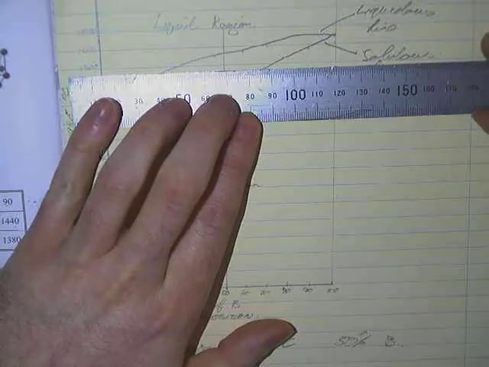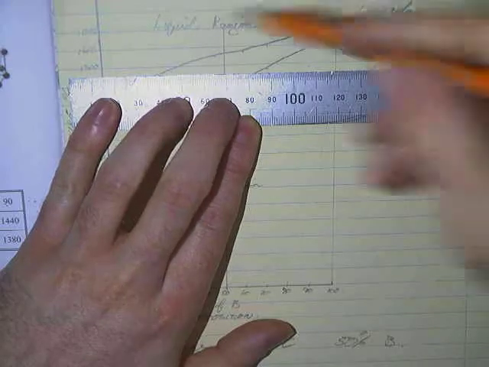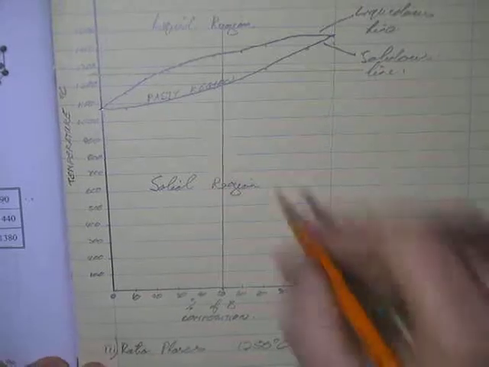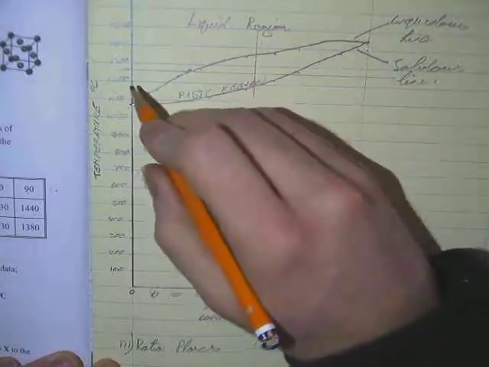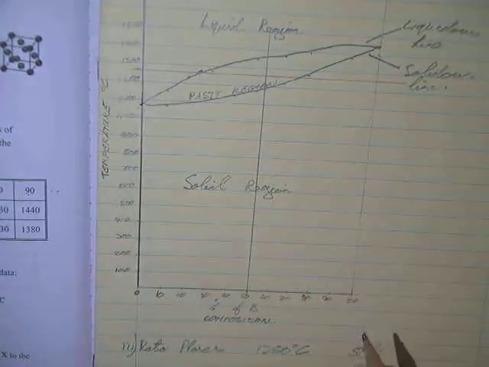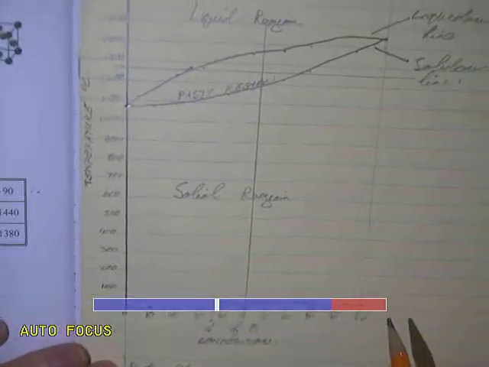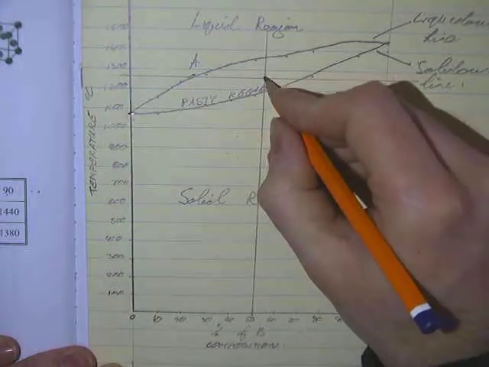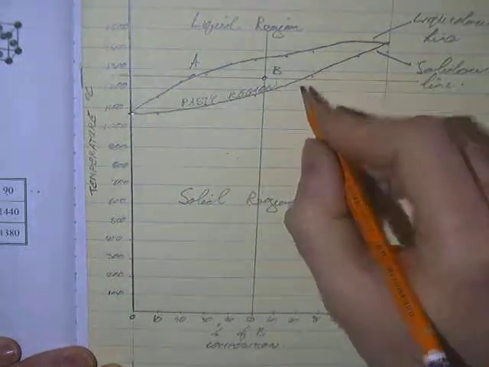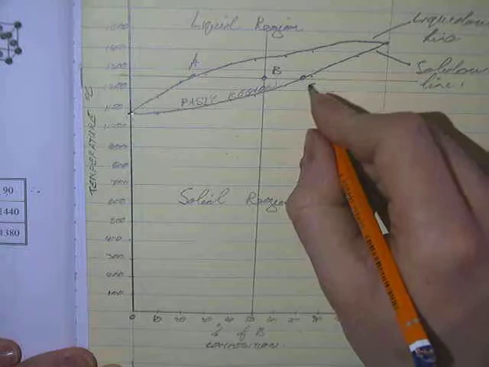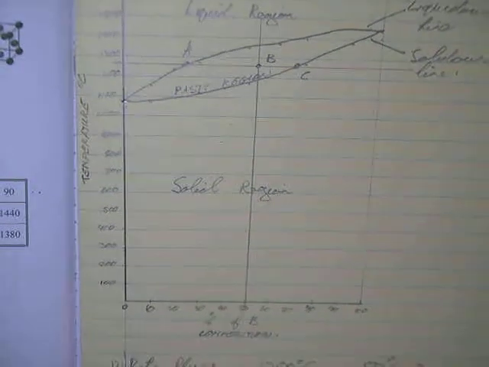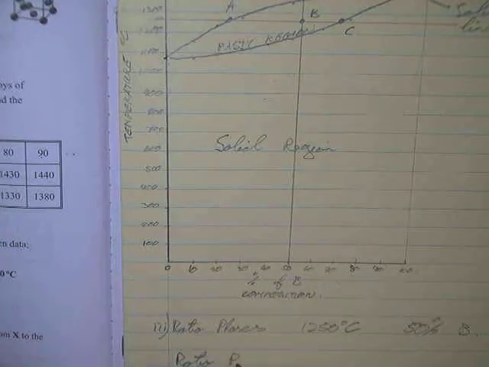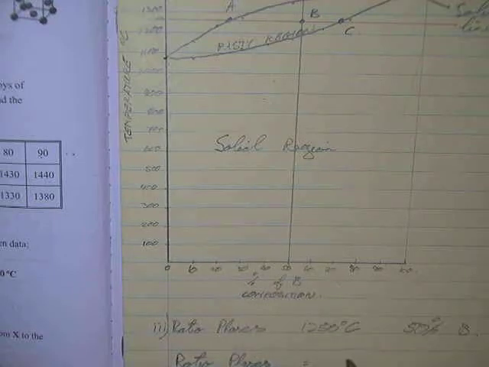So first thing, draw a vertical line from 50%. This is my alloy line. Then draw a horizontal line from 1250. This is my tie line. Where that horizontal line crosses the liquidus line gives me a point, A. Where it meets the alloy line gives me B, and where it crosses the solidus line gives me point C.